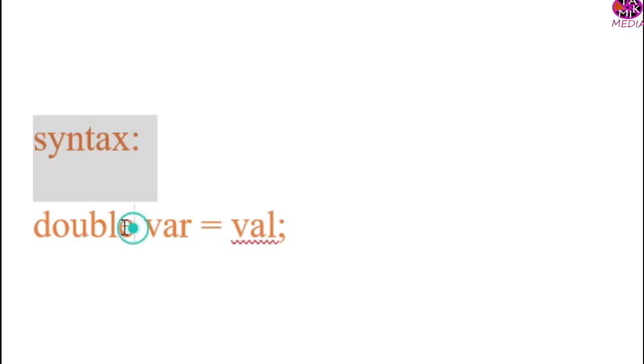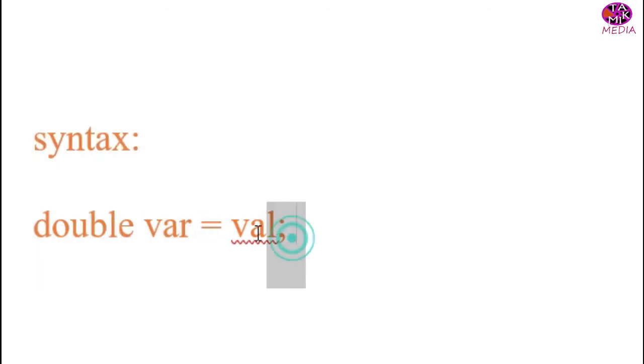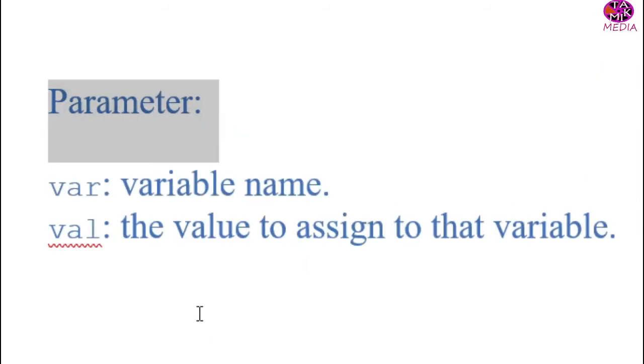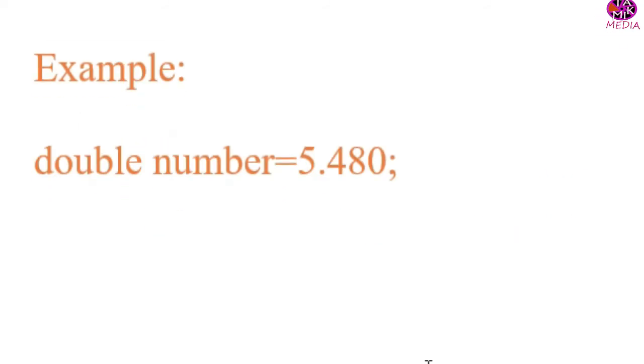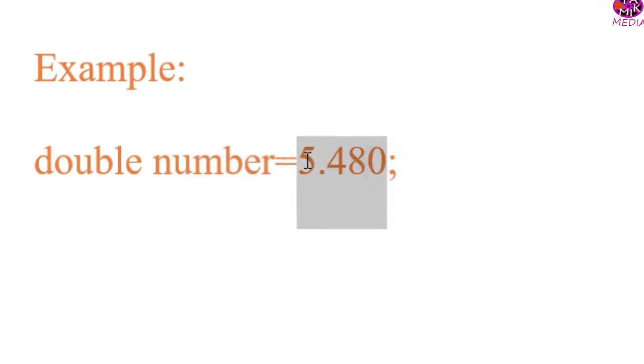Syntax: this is the keyword, variable name, and value. Parameter: it has two parameters, variable name and the value to assign to that variable. And finally, example: this is the keyword, this is my variable name, and this is the value.